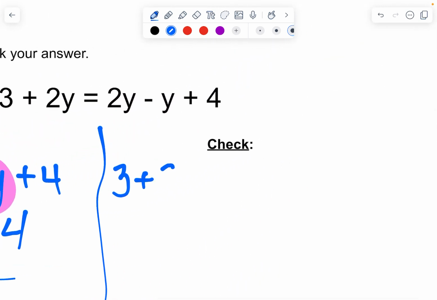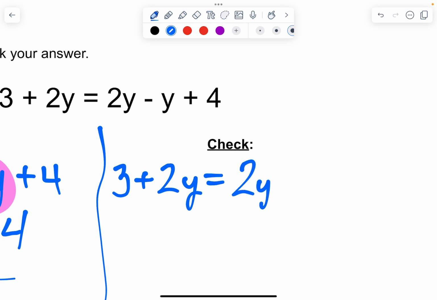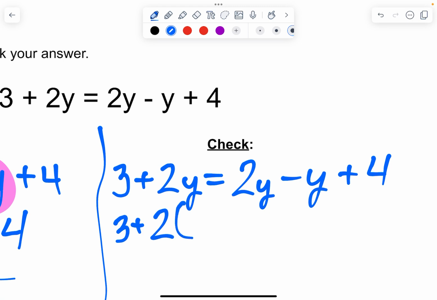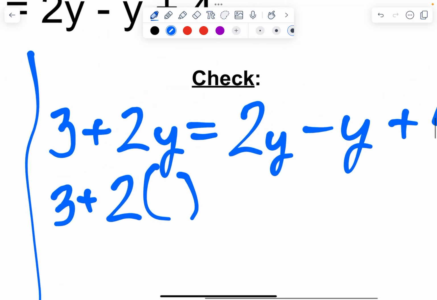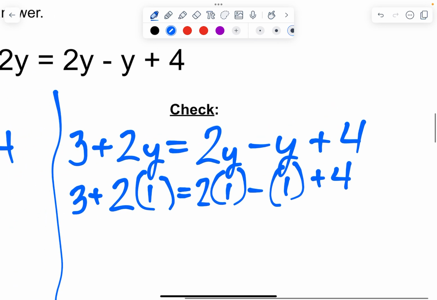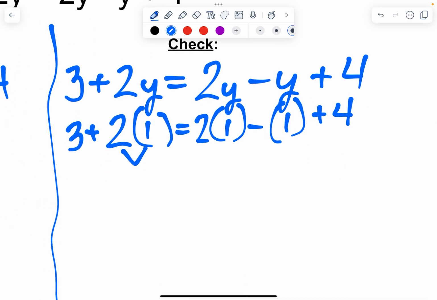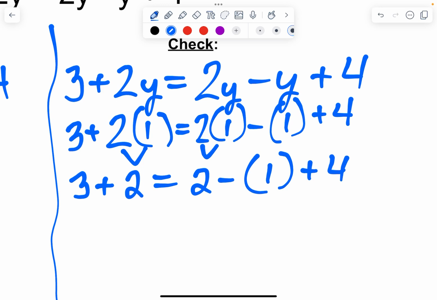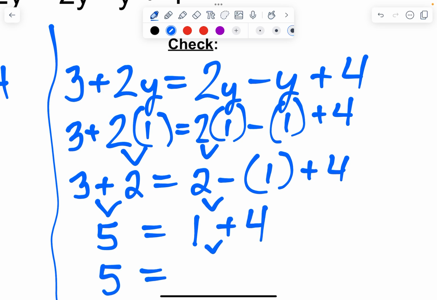So 3 plus 2y equals 2y minus y plus 4. I'm going to take out the y and I'm going to put in 1 with the parentheses. Right? First step, I'm going to multiply. So this is a 2. And I can go ahead and multiply on this side too, because again, they're like two separate problems. Add from left to right. So 5 equals 2 minus 1 is 1 plus 4. And I get 5 equals 5.